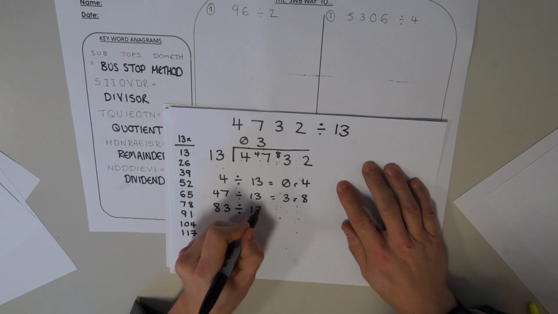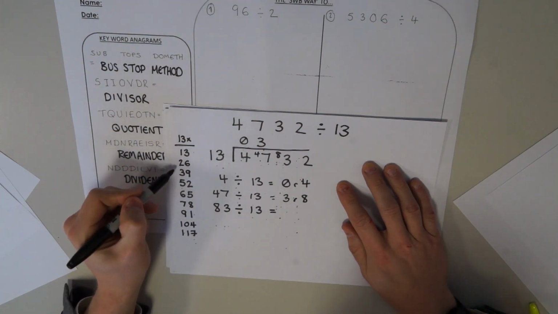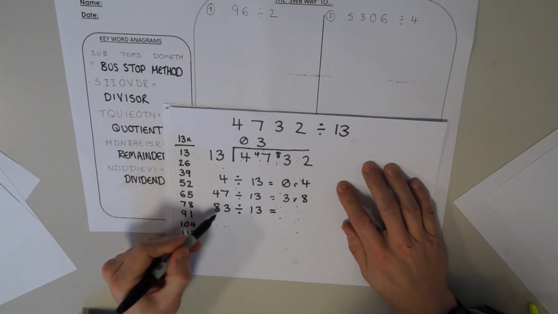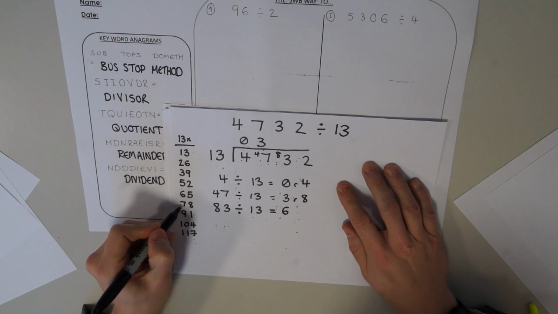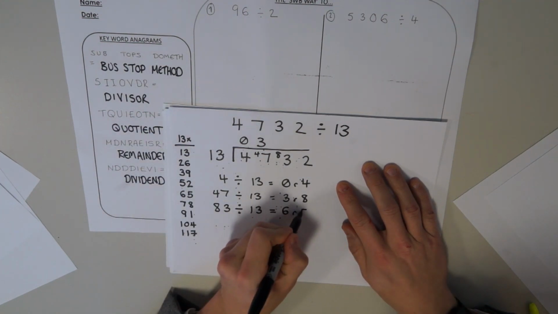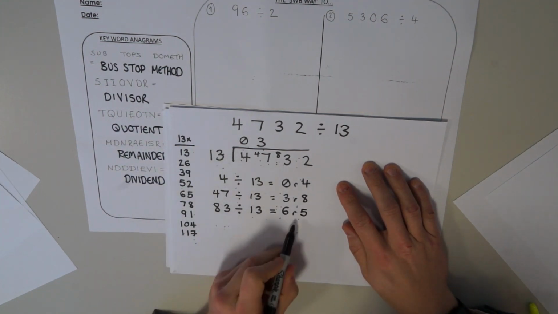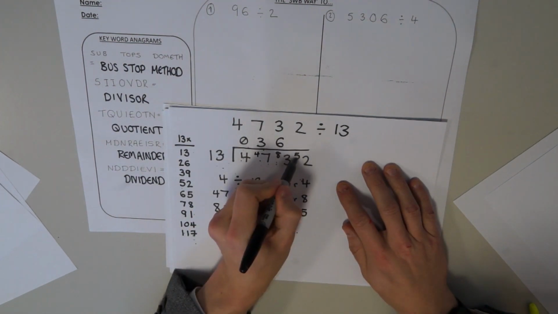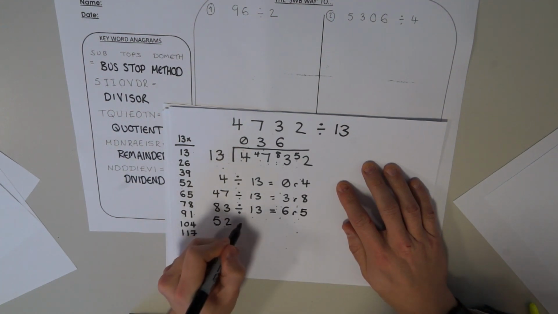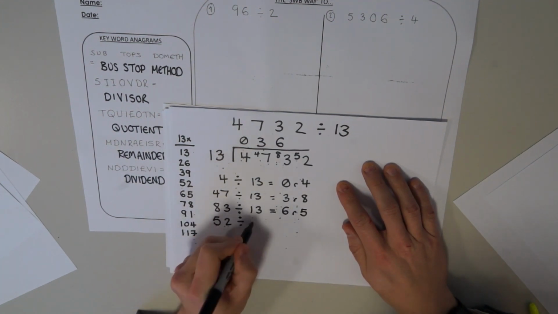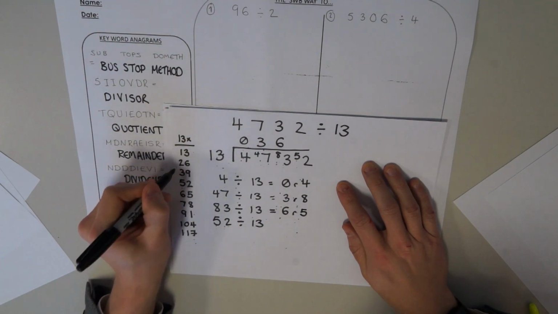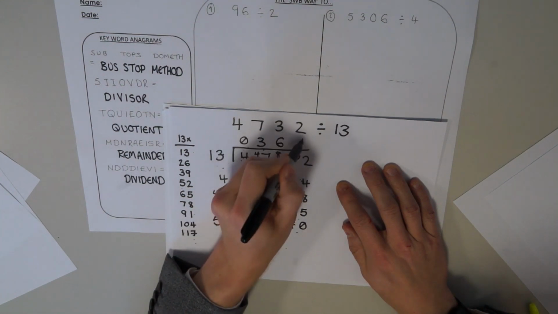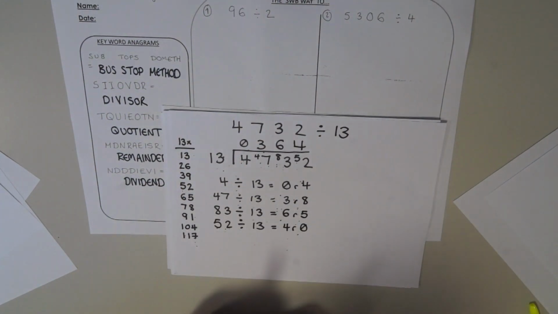83 divided by 13. Now if I look down my list, 1, 2, 3, 4, 5, 6, so 78 is closest to 83, so it's 6, and there is a remainder of 5. Therefore, I'm now going to do the 6 above the 83, and I'm going to write the remainder of 5 next to the 2. 52 divided by 13 is 1, 2, 3, 4, remainder 0. So I now know that my answer is 364.